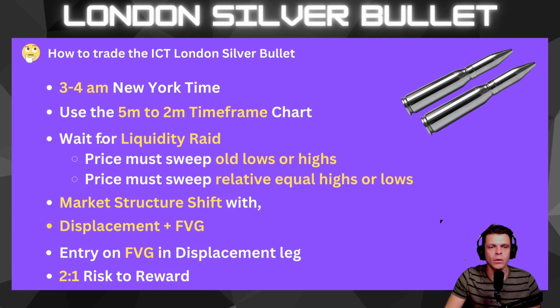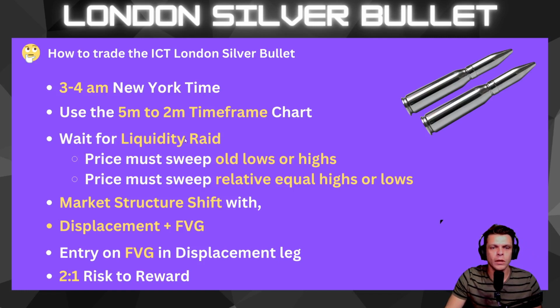And then we are going to be waiting for price action to do a liquidity raid. So we want to see price action sweep old lows or an old high, or price action can sweep relative equal highs or equal lows. So below lows is the sell side liquidity, and above highs we have buy side liquidity.